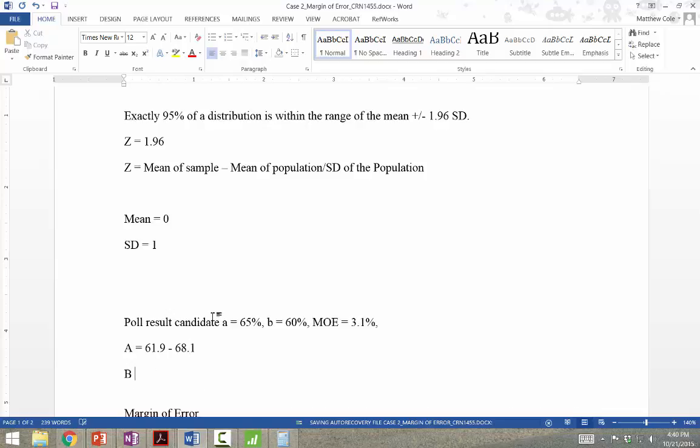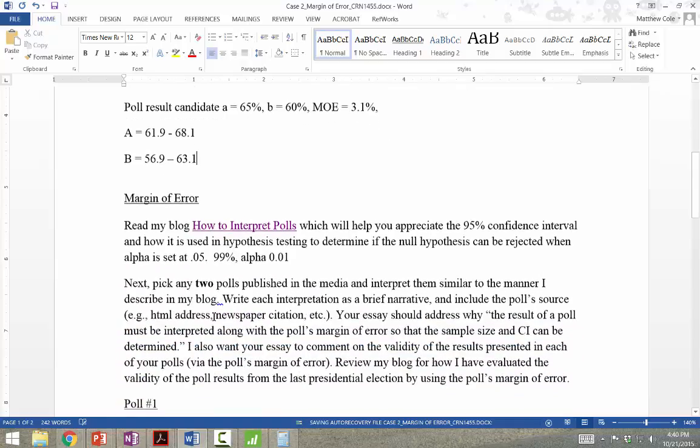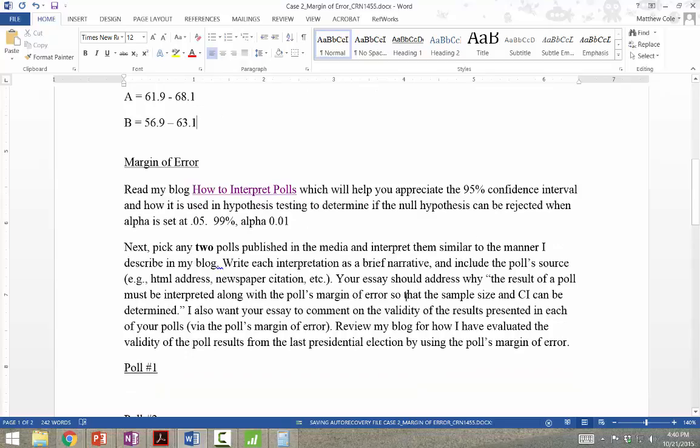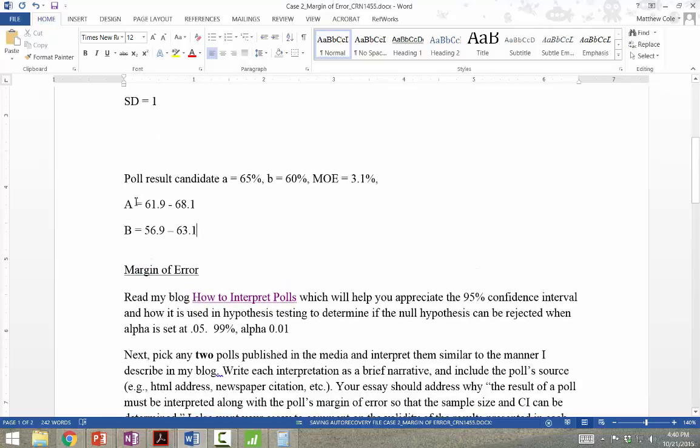And candidate B is 56.9 up to 63.1. That's what I'm saying when I say here that you need to present or interpret your results by presenting the confidence interval. So how would we interpret this?